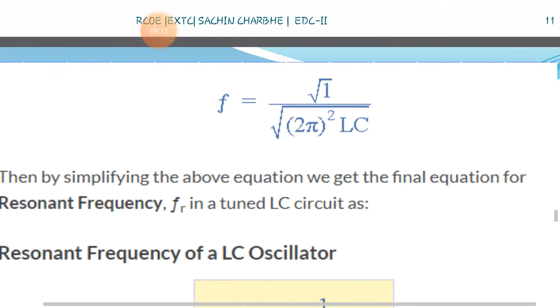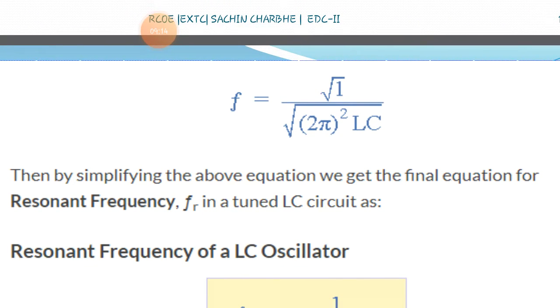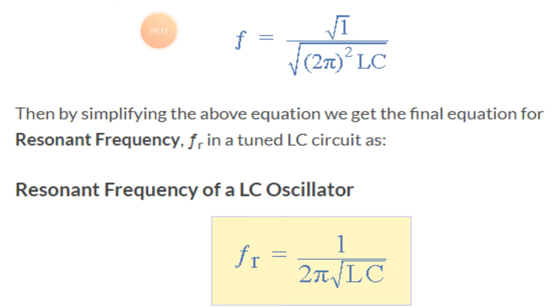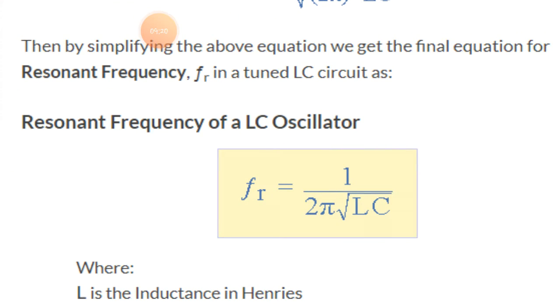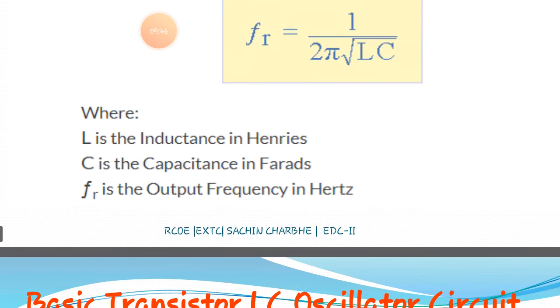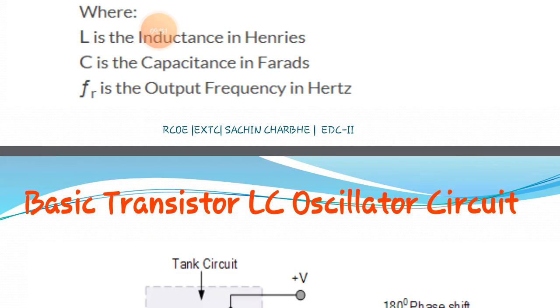So finally, simplifying the above equation, we get the final equation, called the resonant frequency of the LC oscillator: fr equals 1 by 2 pi square root of LC. Using this you can calculate for the Hartley and Colpitts oscillators. In the Hartley oscillator there are two inductances and one capacitance. In the Colpitts oscillator there are two capacitances and one inductance. That is the addition of L and C, which will be seen in the next PPT. Here L is the inductance in henries, C is the capacitance in farads, and Fr is the output frequency in hertz.